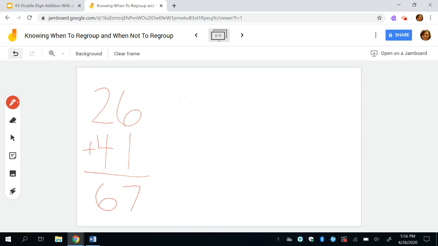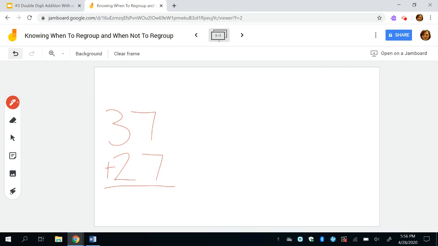Let's break those numbers down so you can see what they look like. 26 has 2 tens and 6 ones. 1, 2, 3, 4, 5, 6. 41 has 4 tens and 1 one. Are there 10 ones? No, there's only 7 ones. We can't regroup 7 to a 10. We know that we don't need to regroup in this question.